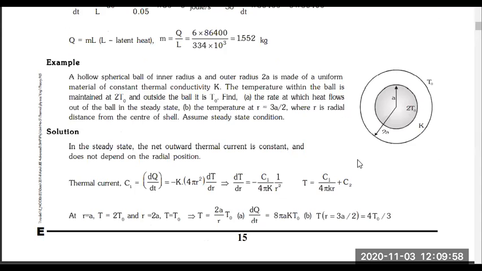So see, these kind of questions are important, right? These kind of questions are important. So just go through these kind of questions.